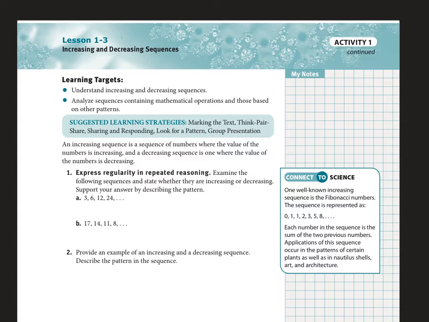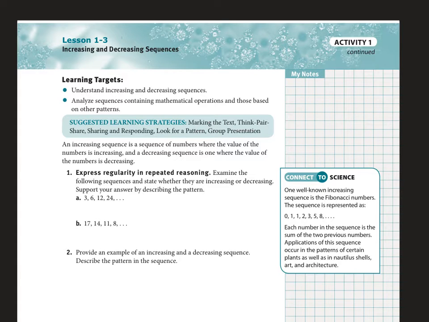Alright guys, so pre-algebra lesson 1.3, this one's going to deal with increasing and decreasing sequences. So we saw that a sequence in the previous section was just an ordered set of terms. Now we'll expand upon that and get a couple more specific types.